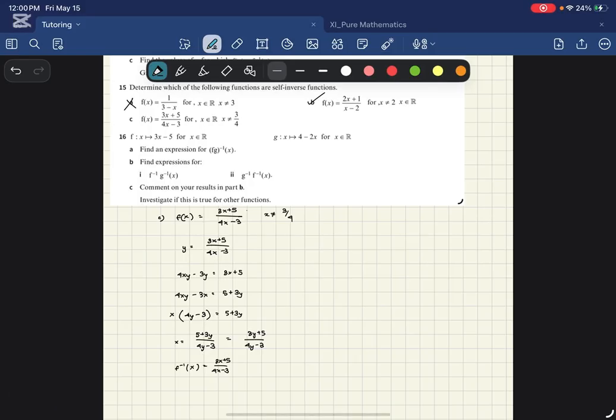And that is the same thing as I have here. So C is also a self-inverse. Yes. All right.